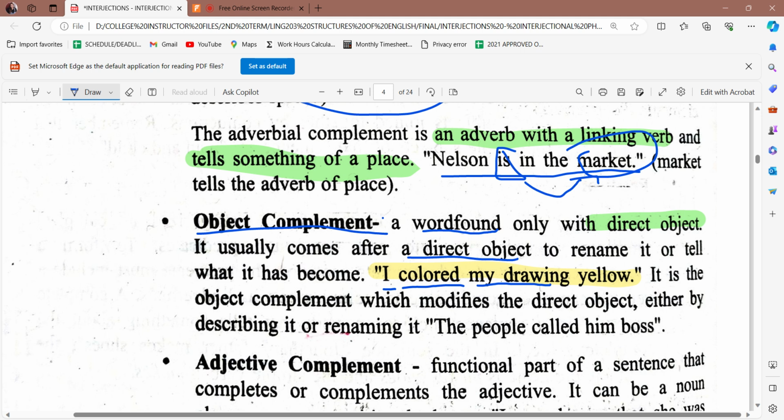Now, di ba? Going back, object complement, it describes or modifies the direct object. Tapos, ang question na dayon is, di ba? Unsa ang gikoloran? May drawing. Okay, unsa may color sa iyang drawing. Diba? It now describes the direct object, which is the drawing. Unsa ang color? The word yellow. Alright? So therefore, our object complement in this sentence is the word yellow. Alright? Again, it is the object complement which modifies the direct object either by describing it or renaming it.